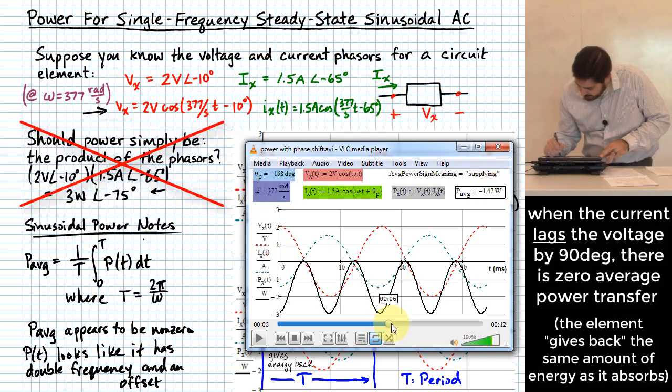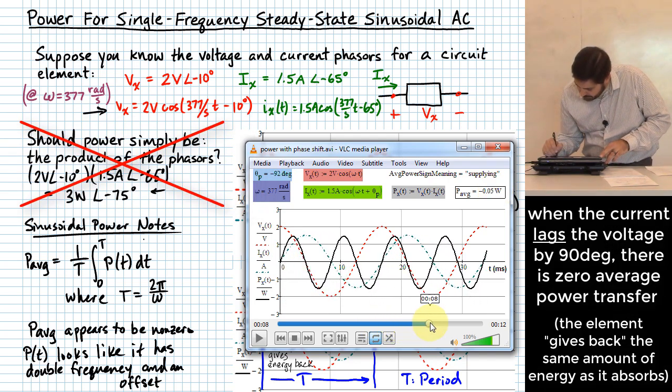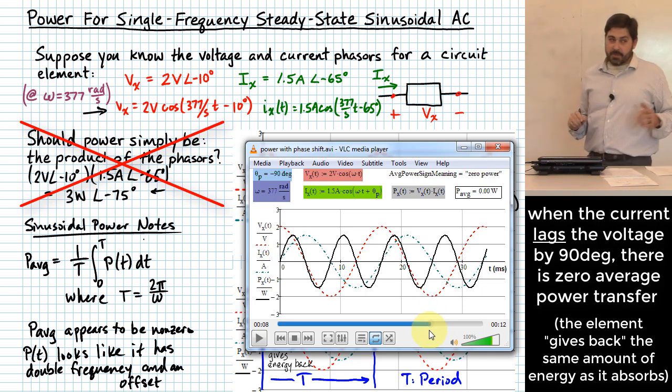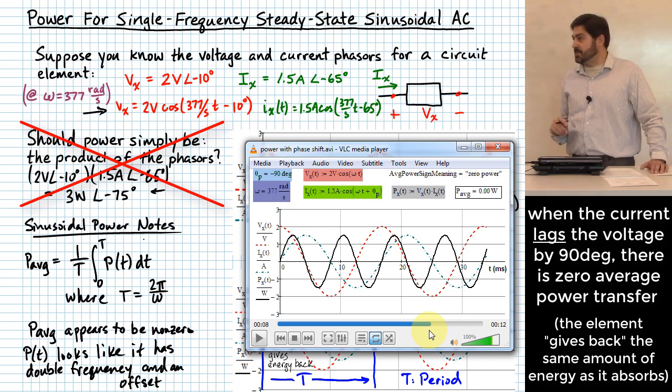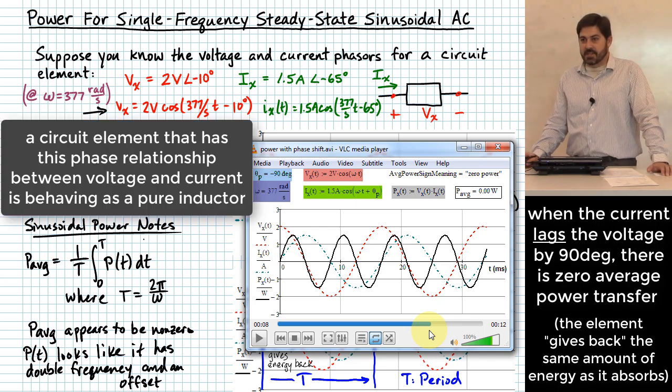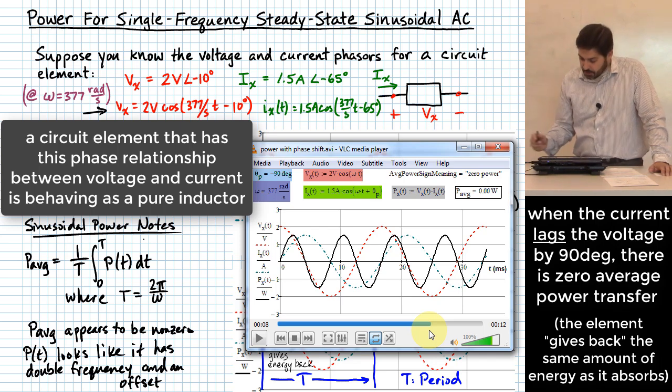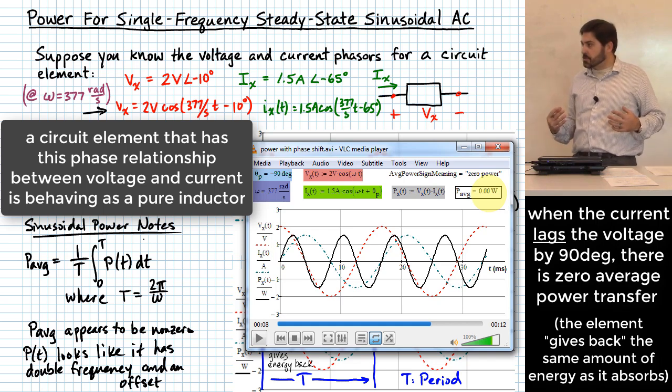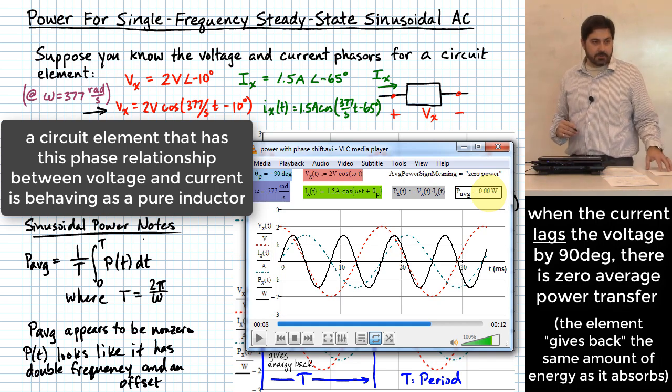What if I move on ahead and see what happens when I get back to 90 degrees again? Now you might be able to guess, what kind of circuit element do you think this is? This is an inductor. One of the ways that you know is that the current is lagging the voltage by 90 degrees. And how much power is being delivered on average? 0. Again, because an inductor, however much power it absorbs, it's going to give that back in a different part of the cycle. So anyway, I thought that might be interesting.